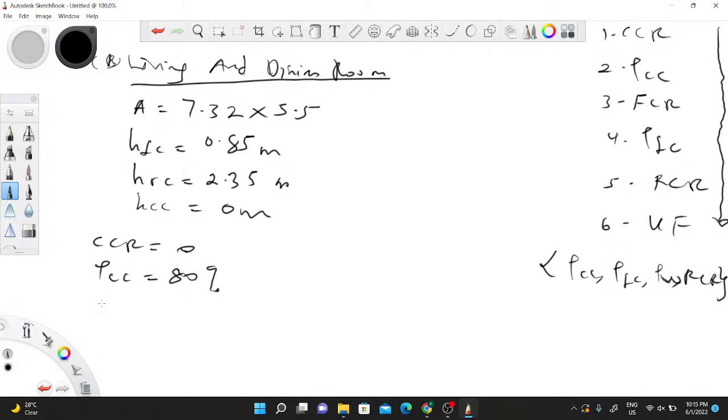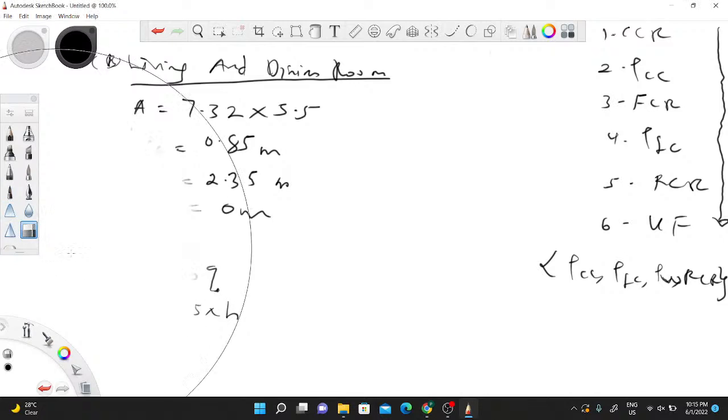Now step 3, you're supposed to find your FCR. FCR is equal to 5 times... you know the formula, so let me just substitute.